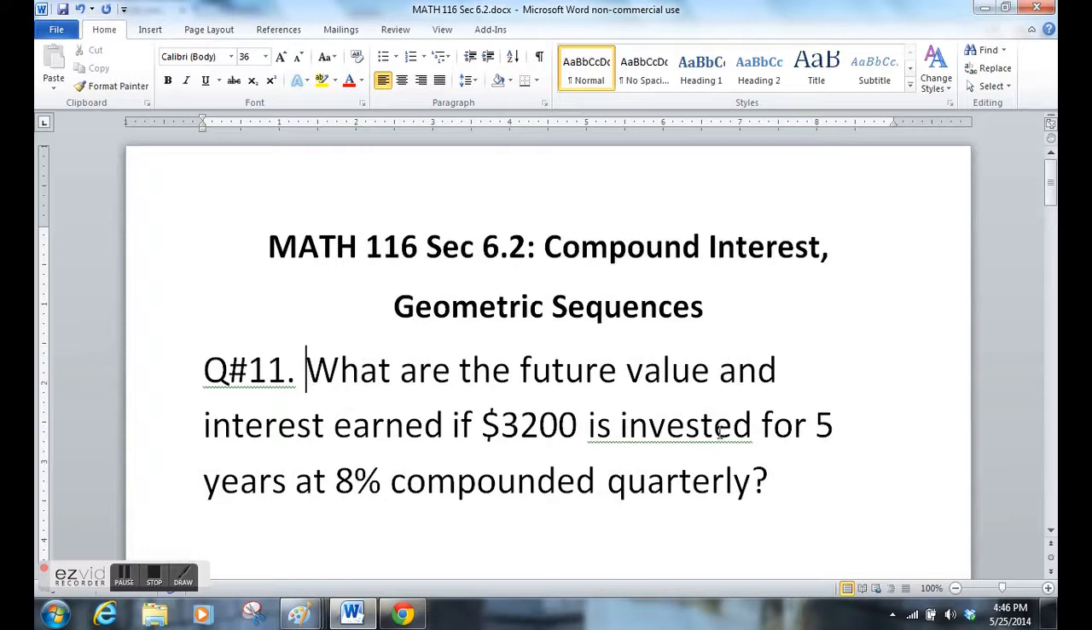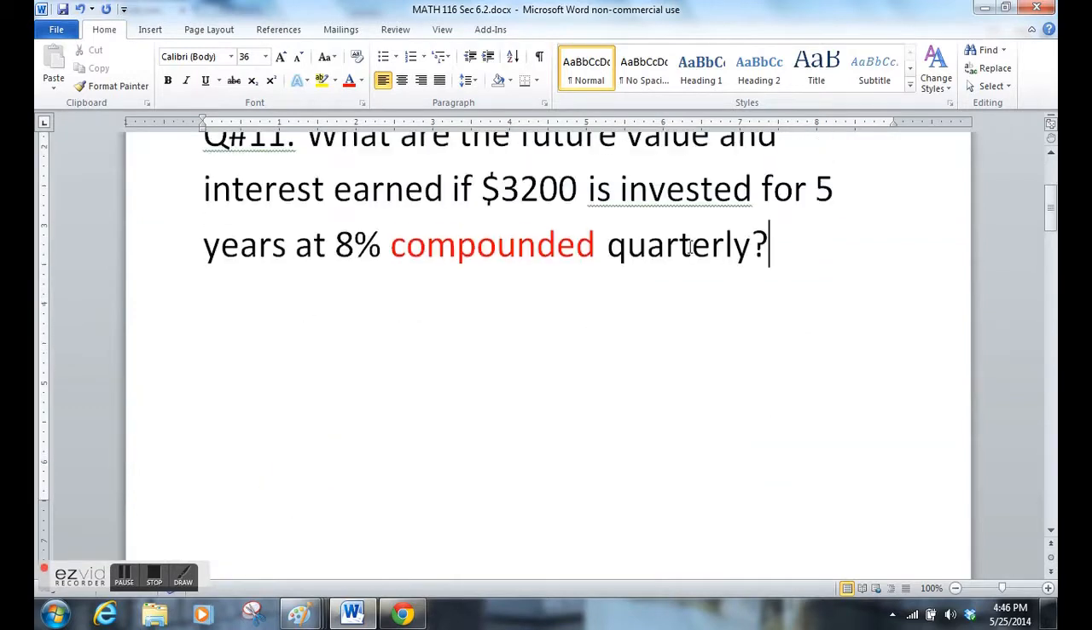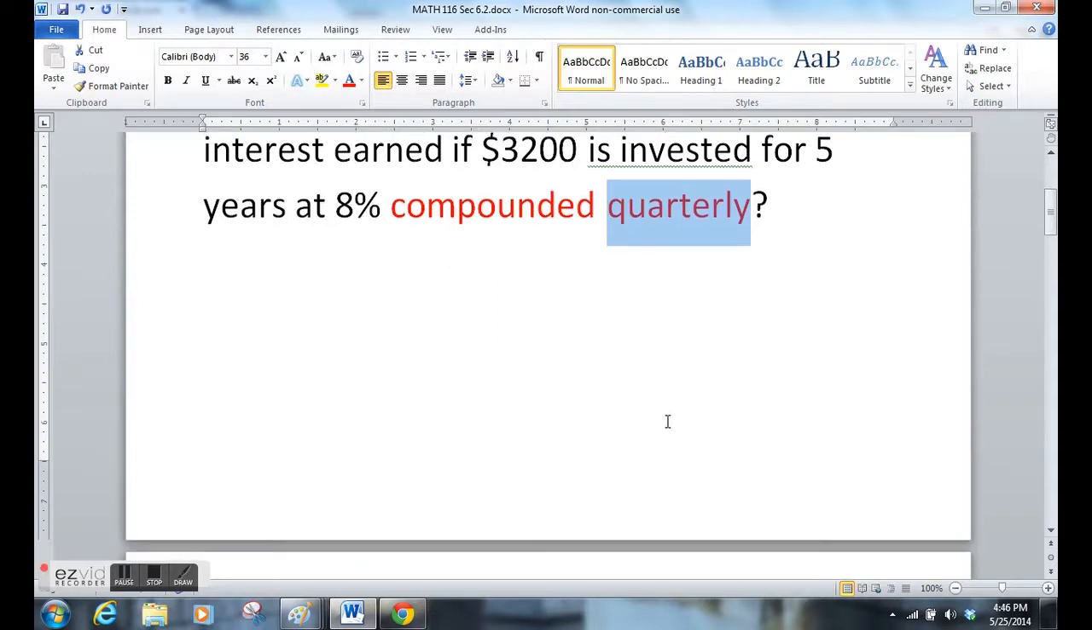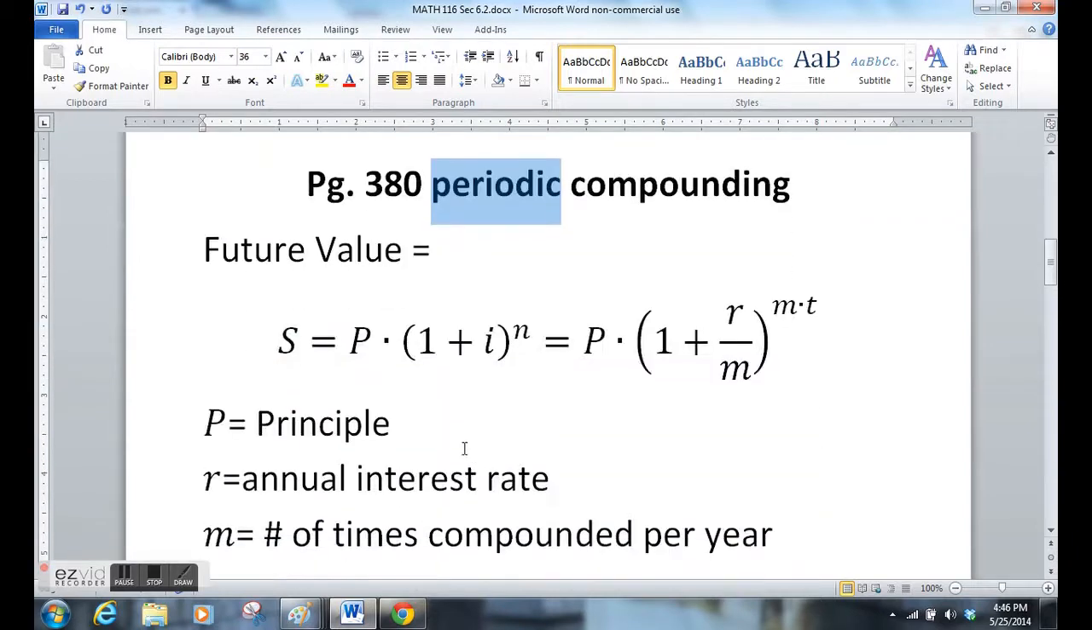Question number 11. What are the future value and interest earned if $3,200 is invested for 5 years at 8% compounded quarterly? This word right here tips you off that you are dealing with a compound interest question. So here's the formula you're going to use, periodic compounding. It says compounded quarterly, so every 3 months, your bank account, in theory, stops. They put the interest onto your bank account, and now the interest will also be getting interest, which is a good deal for you. So quarterly means they're going to stop and add the interest.